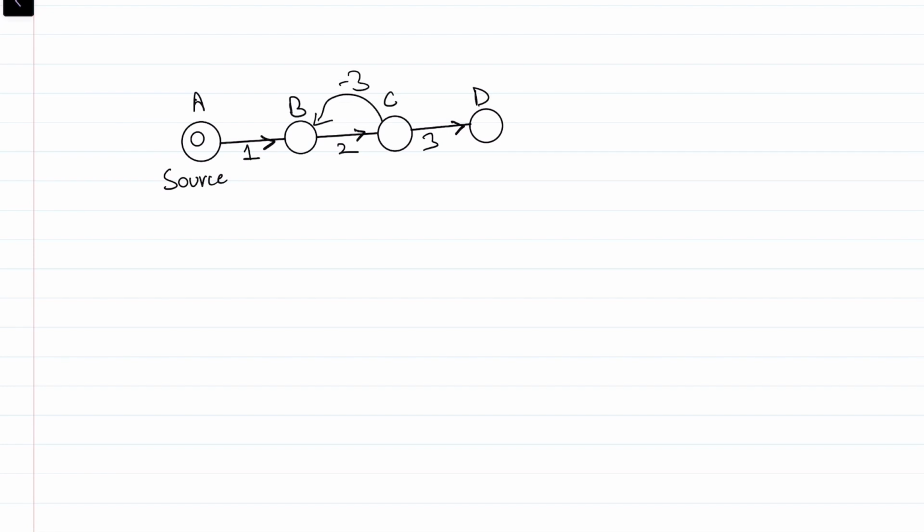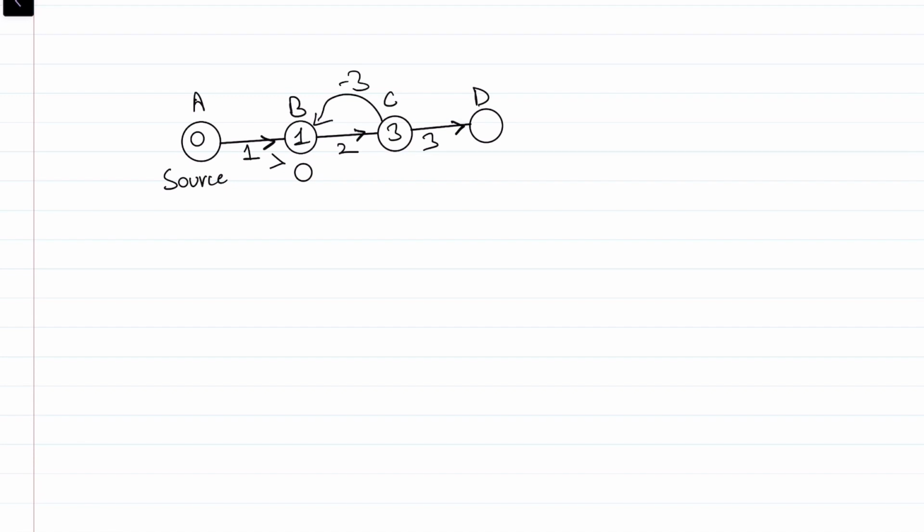Now in this case, let's try to find the distance from the source node to all the other nodes present in the graph. Now the distance from A to B becomes 1, and the distance from A to C becomes 3. Now if we take another route, in order to find the distance from A to B, suppose I take the route from A to B, B to C, and then back to B from C, then the distance becomes 0, which is smaller than 1.